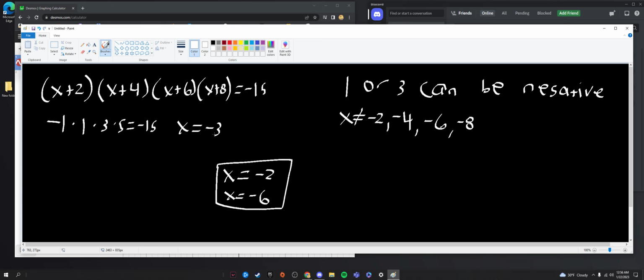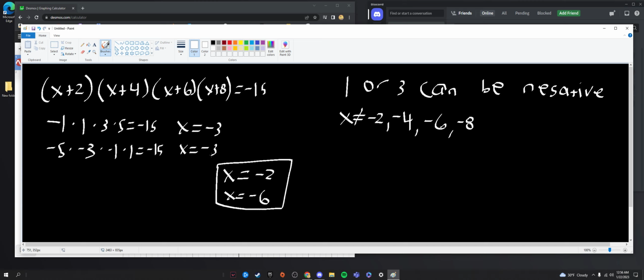Now 4, we can't plug in. 5, well, let's just do this mentally. Negative 3 times 1 times 1 times 3. Not 15. Negative 6, can't plug in. Negative 7, we're going to have negative 5 times, what is it? Negative 1 times, wait, what am I plugging in? I'm stupid. Negative 7. That'd be negative 3. Negative 7 times, and then negative 1 times 1. This is equal to negative 15. Now this is at x equals negative 3.